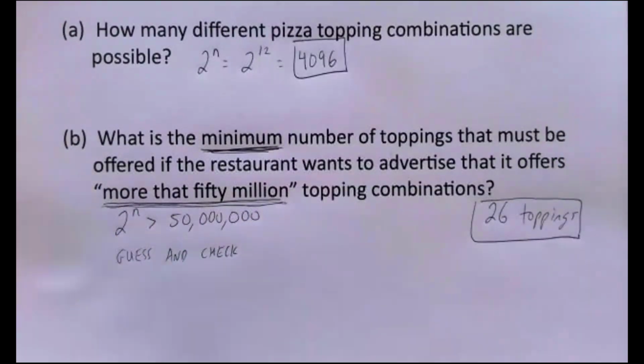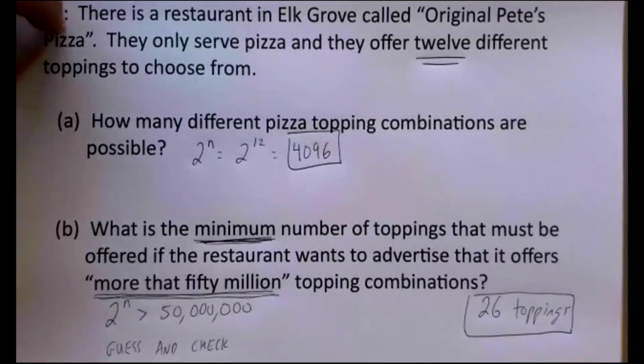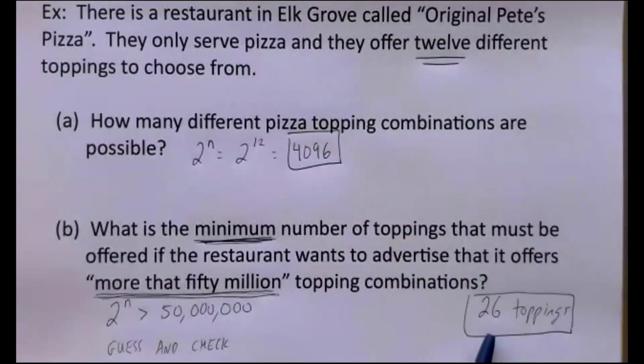26 is the first power of 2 that's bigger than 50 million. So 26 is the minimum amount of toppings that we need to offer if we are going to be able to say we offer more than 50 million types of pizza. We only offer 12 right now. We've got to come up with about 14 more to get to 26. I don't know what those 14 are going to be. We should make Mrs. Pete figure that out. She's the one who wanted all this.